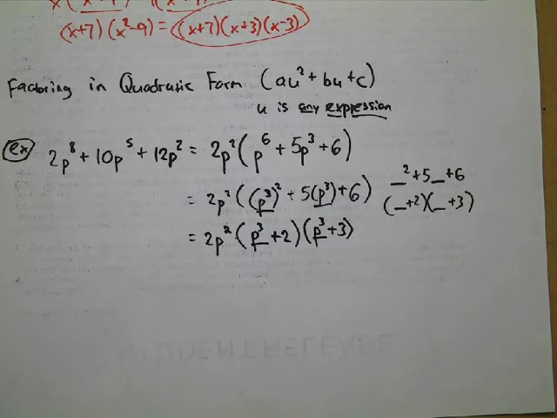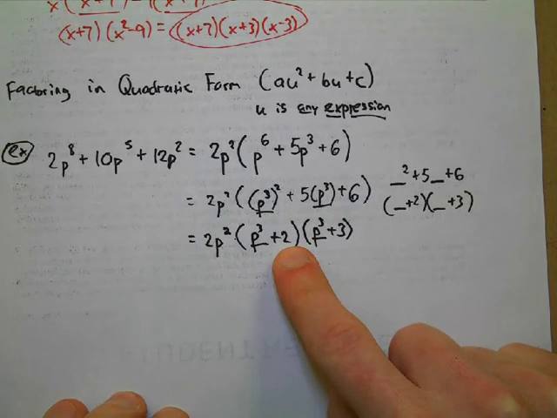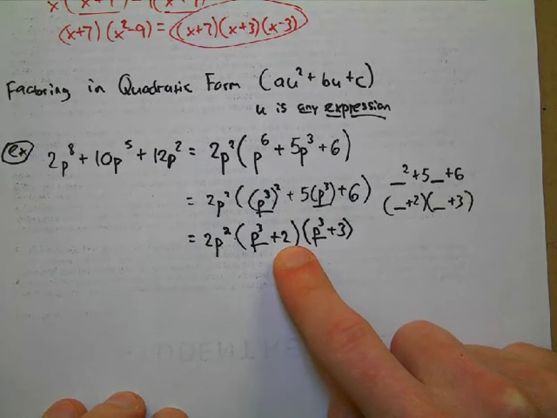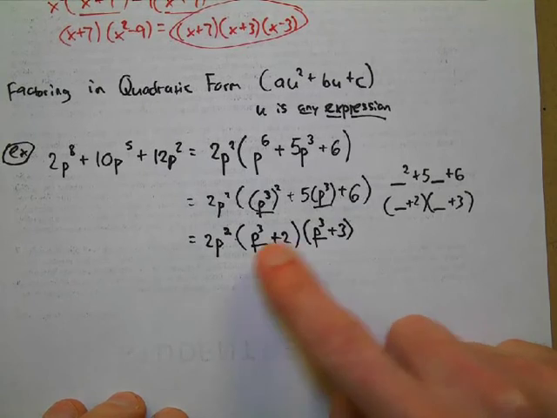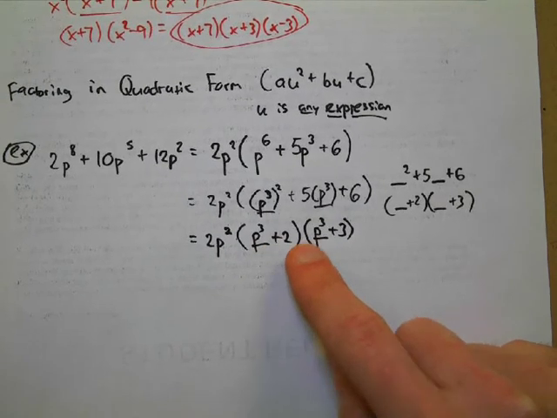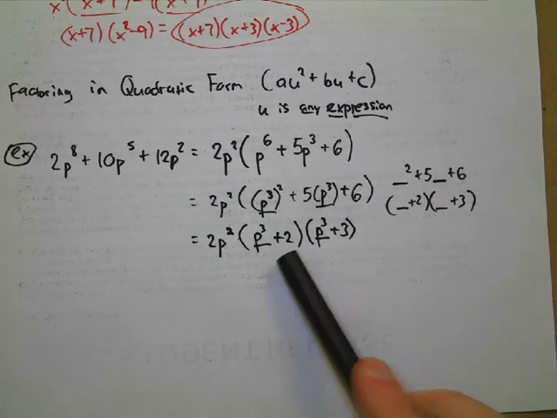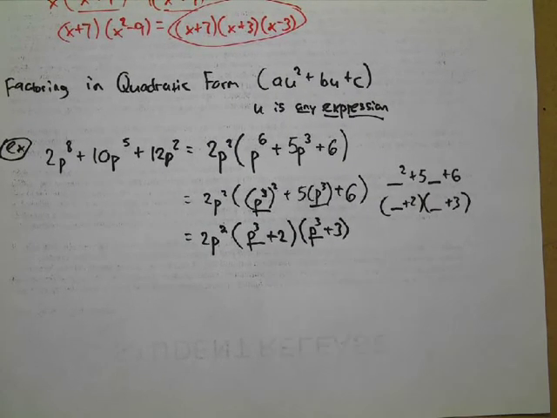Can we factor any further? No. If this 2 were an 8, could we factor further? Yes, because it would be a sum of cubes then, and you could factor further using your sum of cubes formula. So watch out for that. But in this case, 2 is not a perfect cube, nor is 3, so they don't factor any further. But they could if they were perfect cubes.